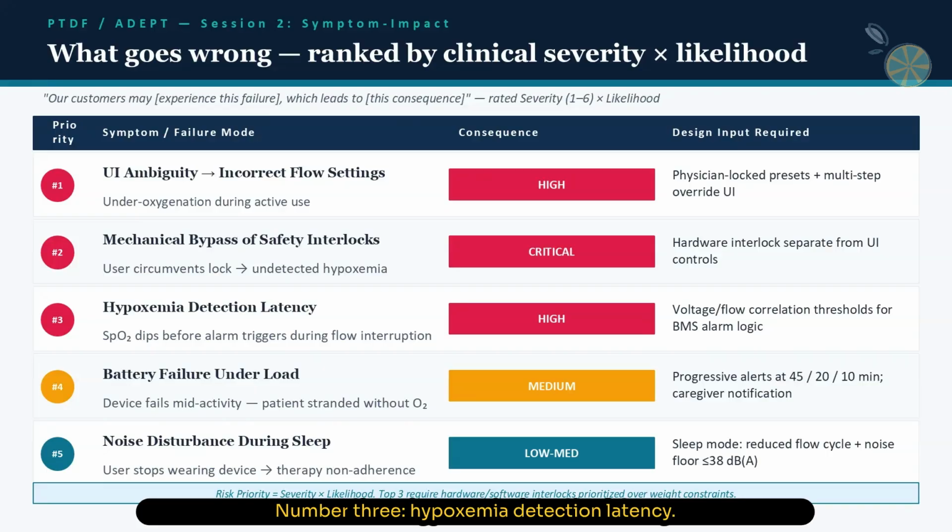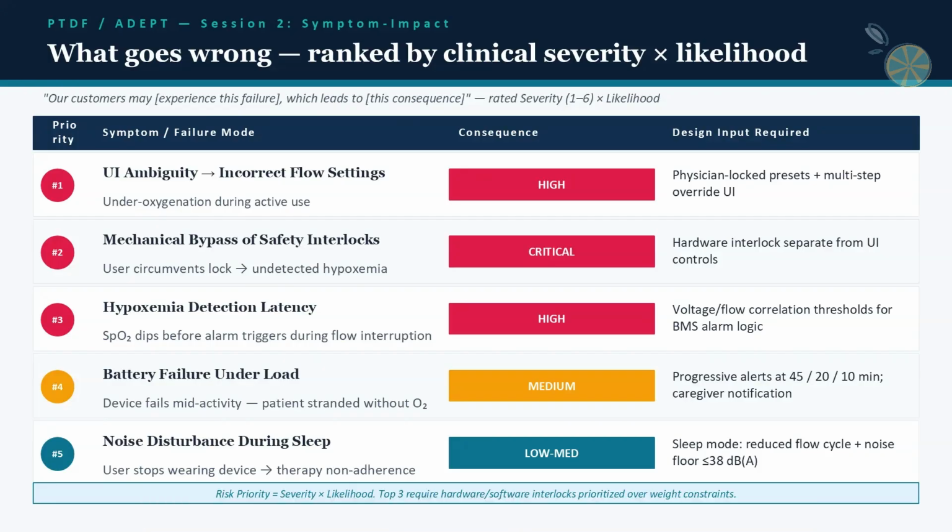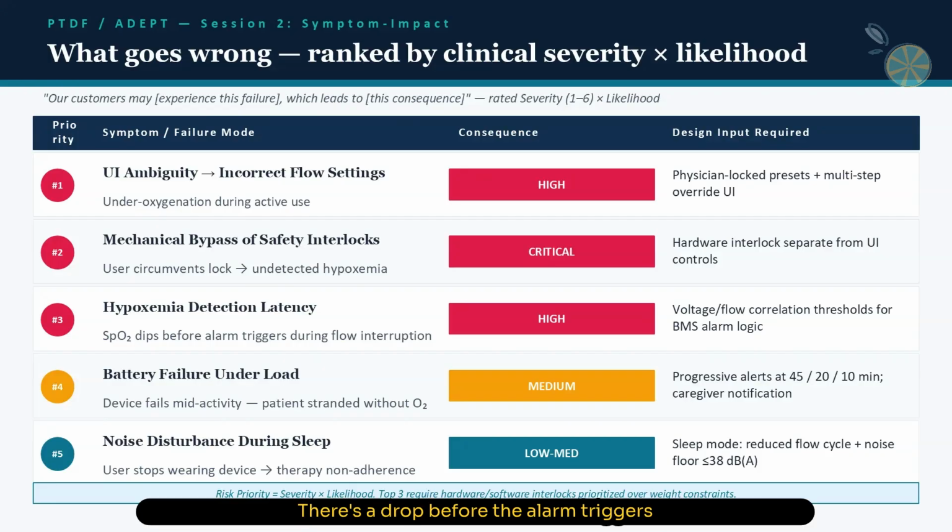Number 3, hypoxemia detection latency. There's a drop before the alarm triggers during a flow interruption, and this is high. The related design inputs are a defined alarm threshold calibration. That's a new discovery that's not in the Greenlight packet.